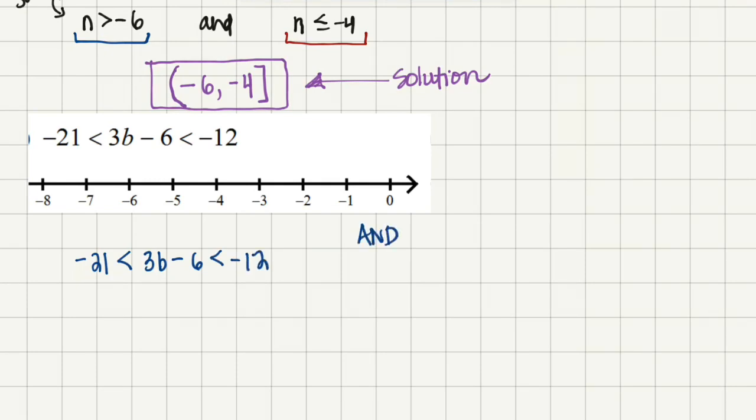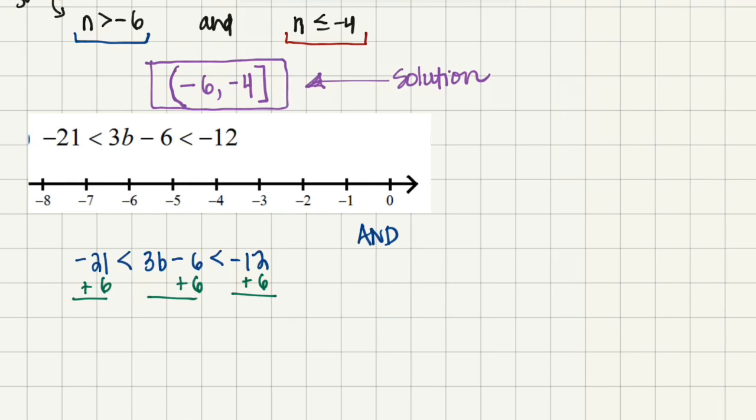So we know that this is an and. So we know two things. That negative 21 is less than 3b minus 6, and at the same time, 3b minus 6 is less than negative 12. Well, instead of rewriting this as two inequalities, when your variable is only in that middle section, you can actually just solve this by doing what you do to one section of the inequality, you have to do to all three. So what you do to one part, you have to do to all three parts. So if I add 6, I have to add 6 to all three parts.